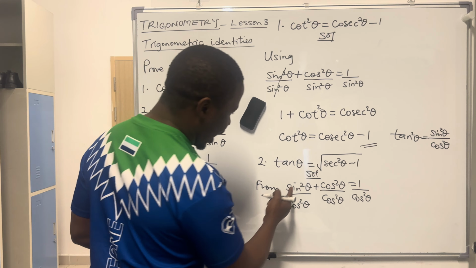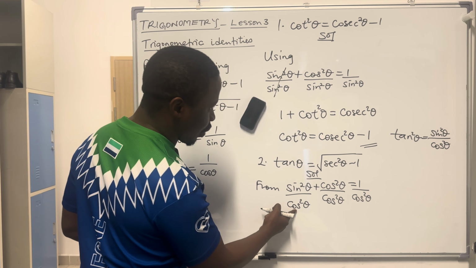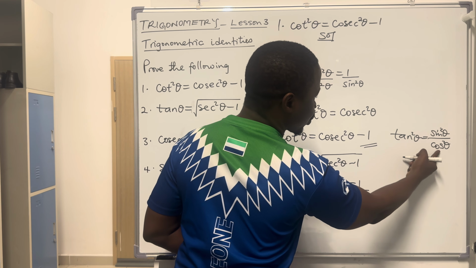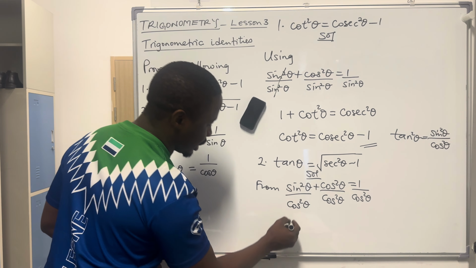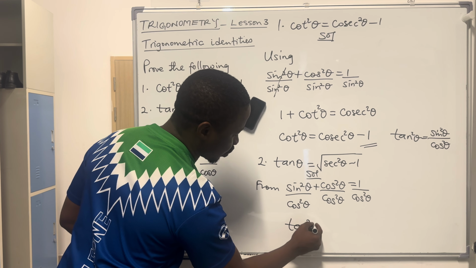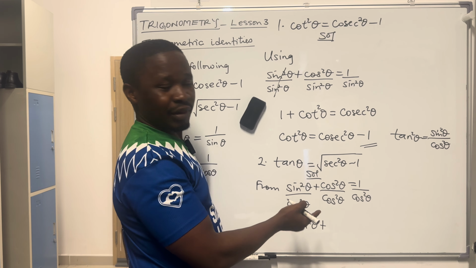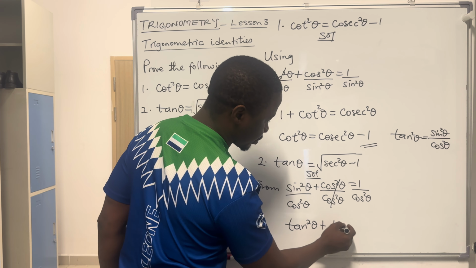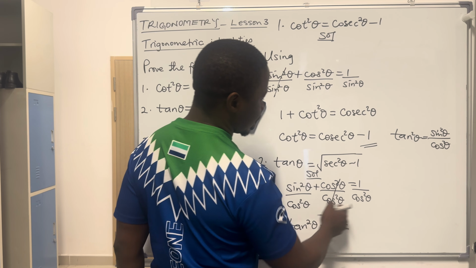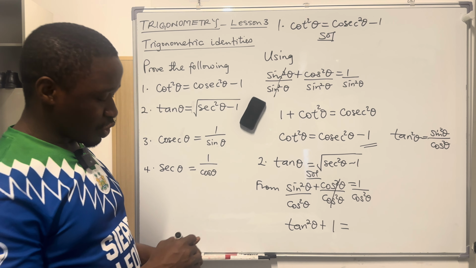Okay. Now, what is sine square over cos square? Sine square over cos square is tan square. So this gives tan square theta. Division of the same values is always 1. So what is this? 1 over cos square.